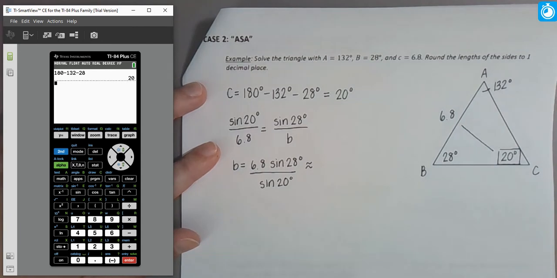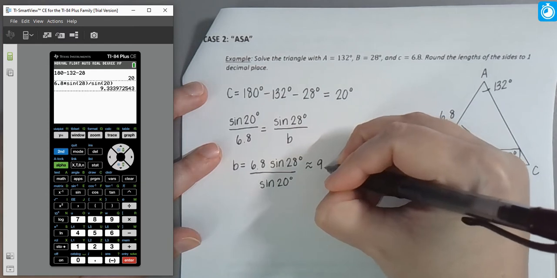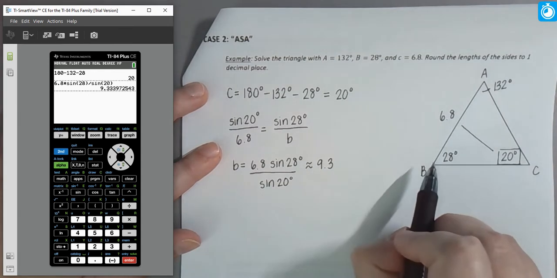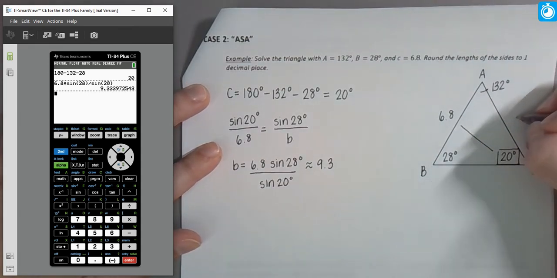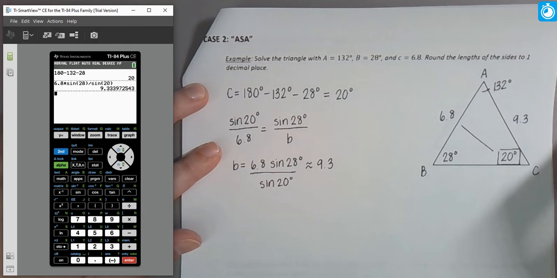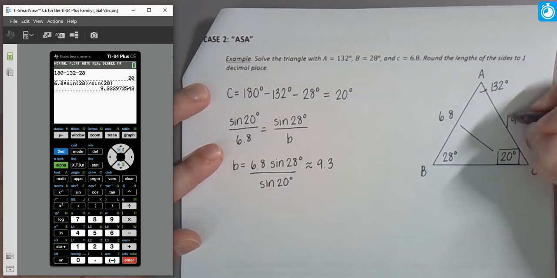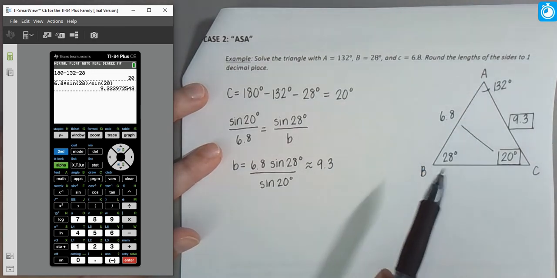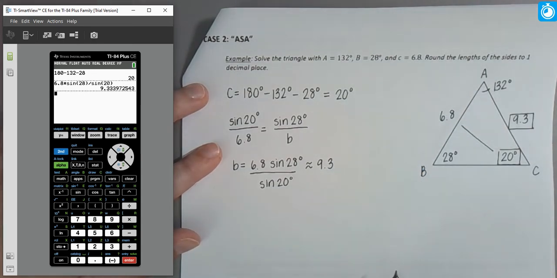And so rounded to 1 decimal place, that's going to be 6.8 times the sine of 28 degrees divided by the sine of 20 degrees. And so to 1 decimal place, that's going to be 9.3 units. So angle B, opposite side B has a length of 9.3 units. Again, it makes sense. We should have a side length larger than the length of side C because angle B is larger than angle C.